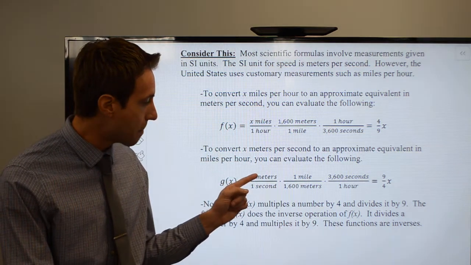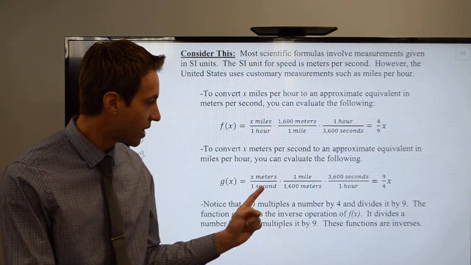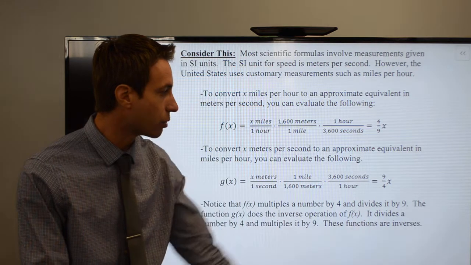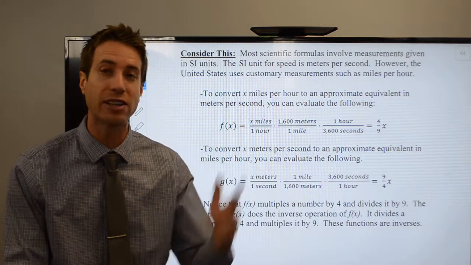In order to go from meters per second, where meters will cancel with meters, seconds will cancel with seconds, I'm just showing you the conversion here. Converting from meters per second to miles per hour is exactly the opposite.